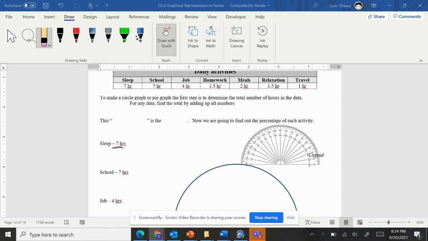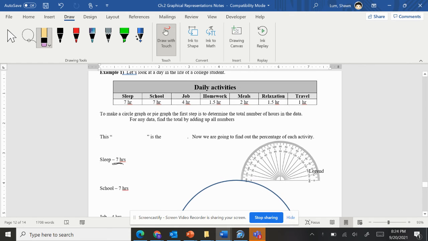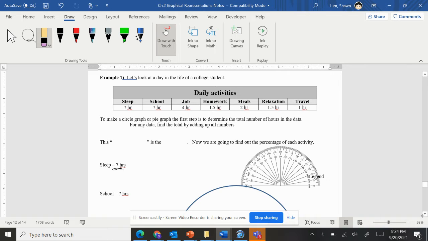Hey, it's Mr. Lum, and we're going to be looking at pie graphs, or sometimes called circle graphs. So if you could take out your handouts that you should already have, we can jump to this page right here on circle graphs and get started.